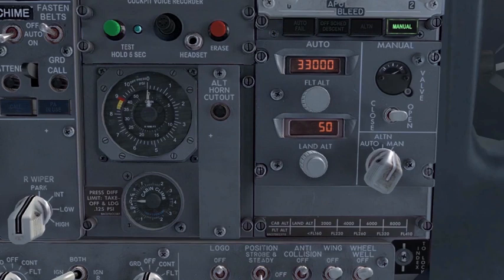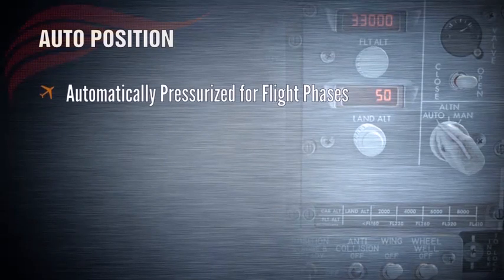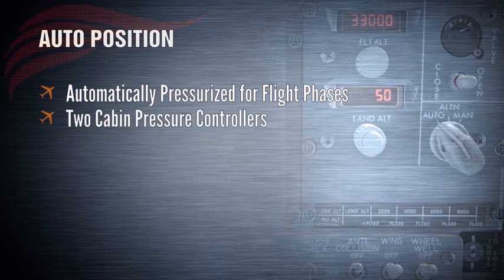A pressurization mode selector located within the cabin pressurization panel in the forward overhead allows the pilots to choose between automatic, alternate, or manual pressurization control. When the pressurization mode selector is placed in the automatic position, the airplane is automatically pressurized for all the flight phases. This is achieved with a cabin pressure controller, or CPC.